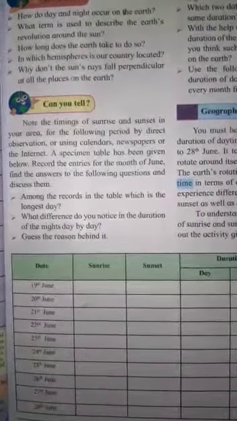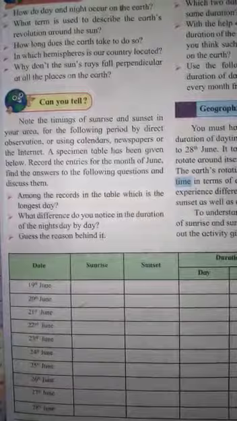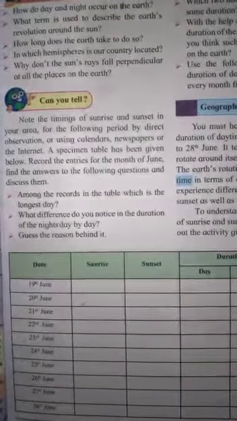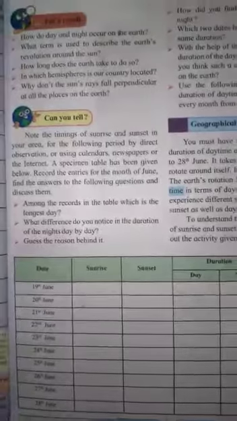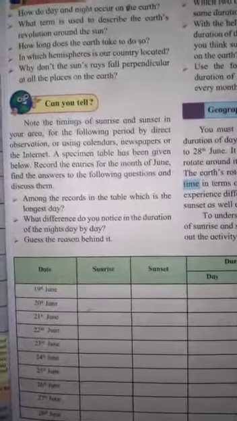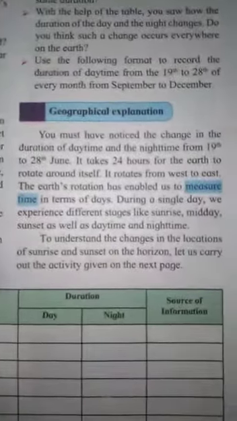Note the timing of sunrise and sunset in your area for the following period by direct observation or using calendars, newspaper or the internet. A specimen table has been given below. Record the entries for the month of June. Find the answers to the following questions. This is also an activity to be done by you all. So we will directly go towards our explanation part.